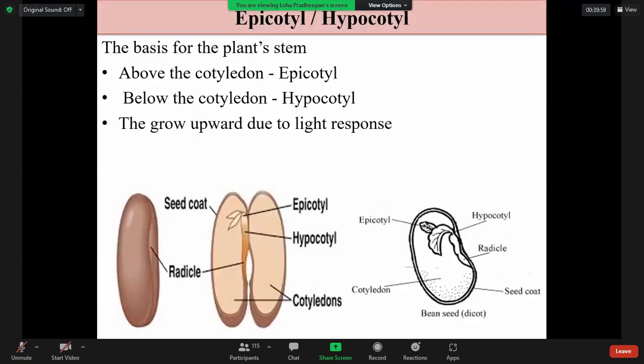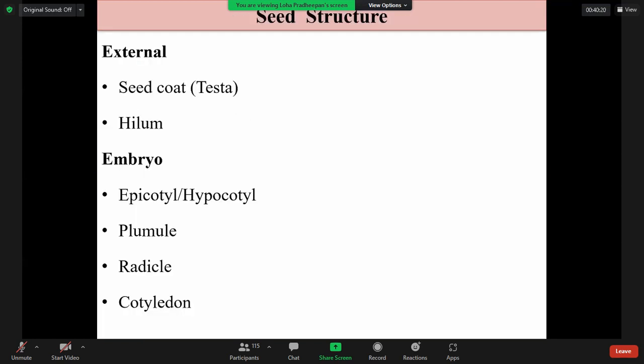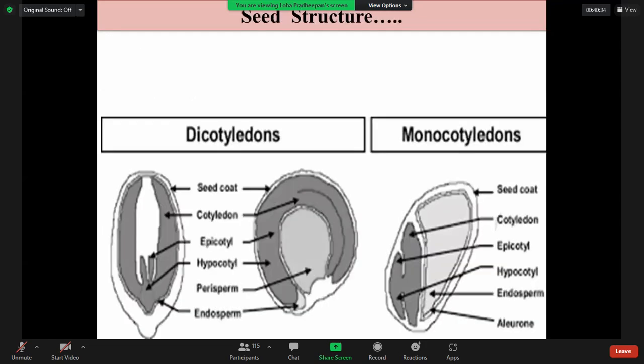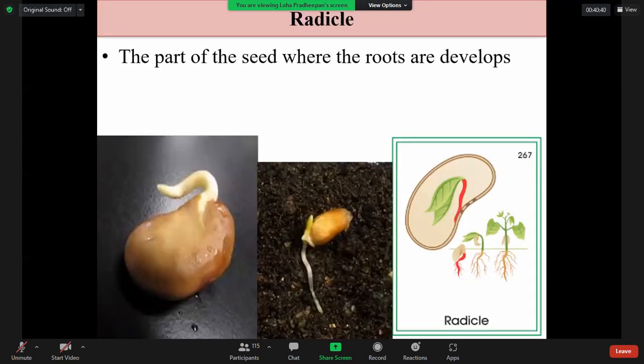Then what are the classifications mainly available in seed? Epigeal and hypogeal. Under the internal structure, embryo is the important thing. It is having the parts epicotyl, plumule, radicle, and cotyledon. Then we move to the seed quality. What is seed quality?